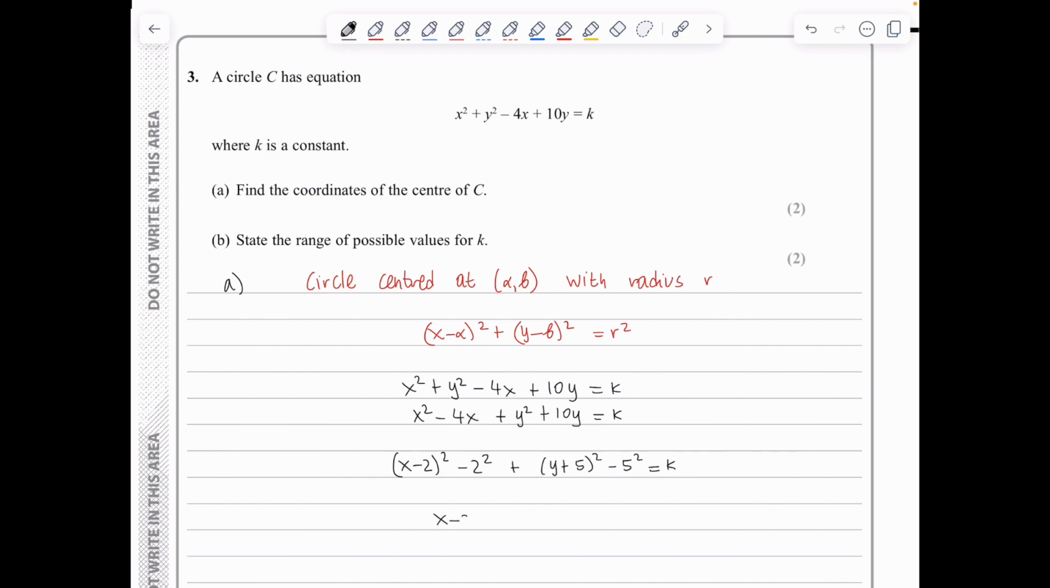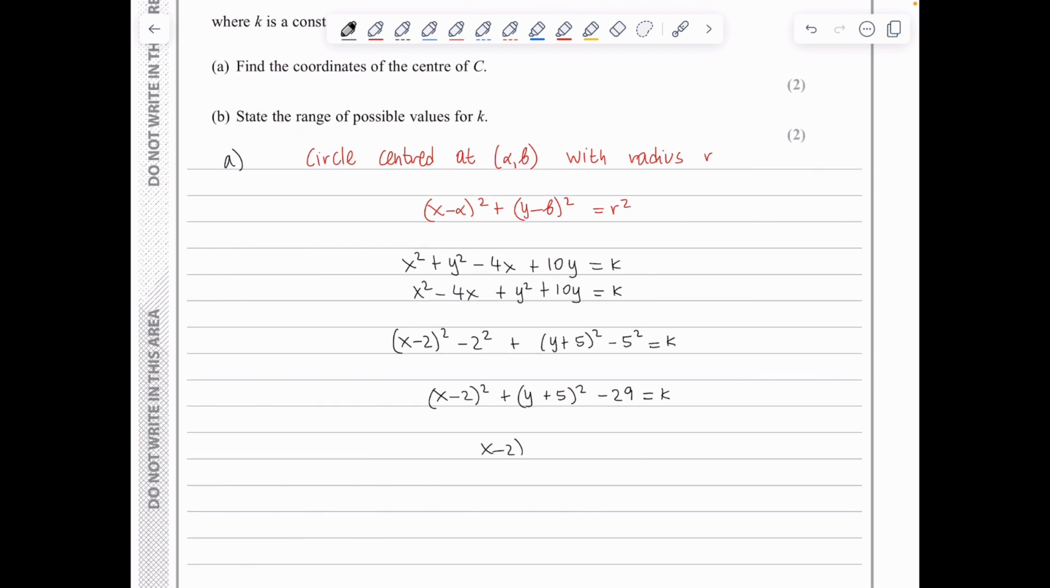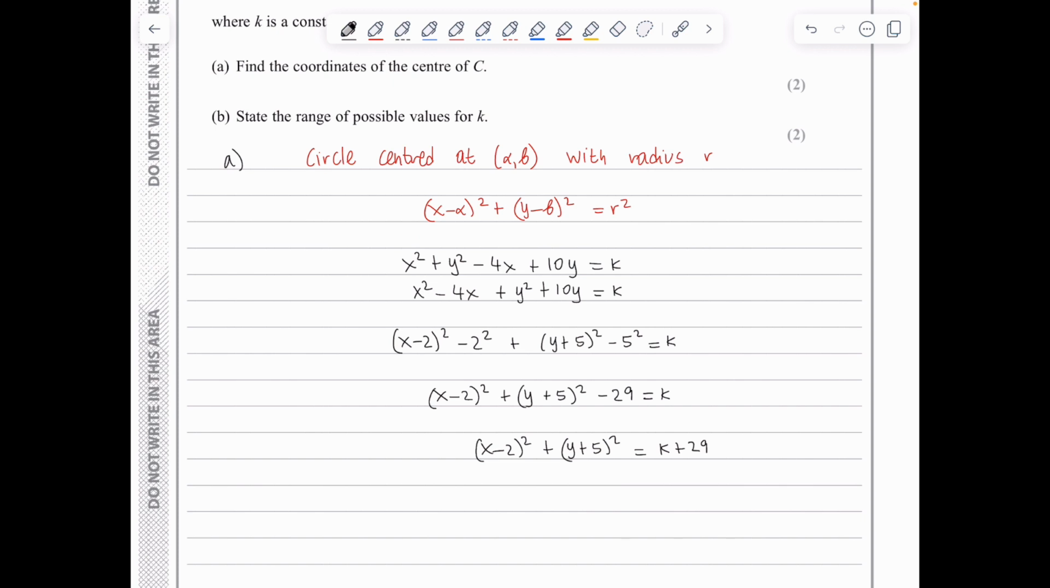Leading to (x − 2)² + (y + 5)² − 29 = k, and therefore we have that (x − 2)² + (y + 5)² = k + 29. If I compare my equation here with the standard equation, we see that the center must be the point with coordinates (2, −5), and that's the answer to part A.